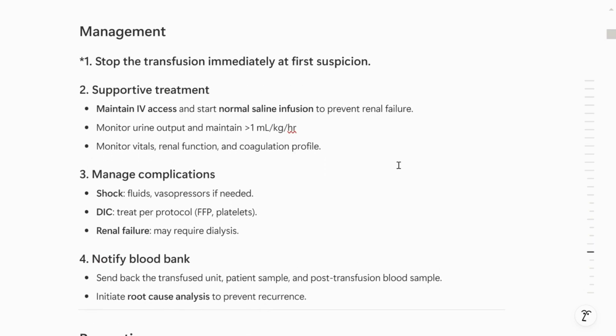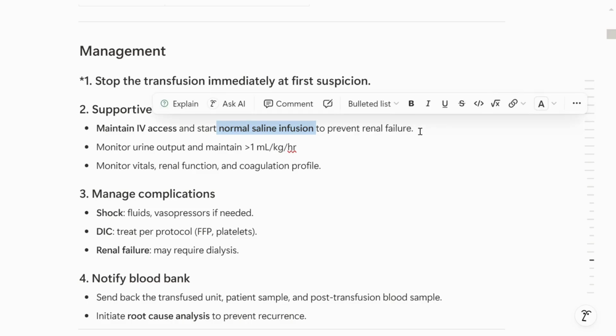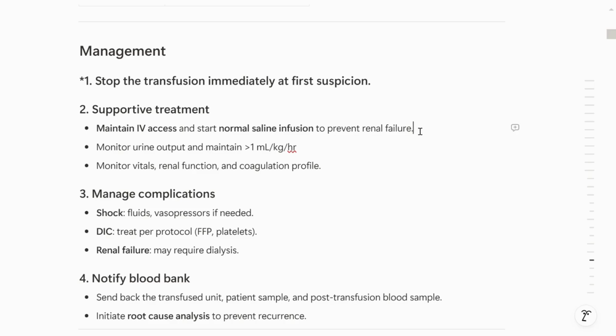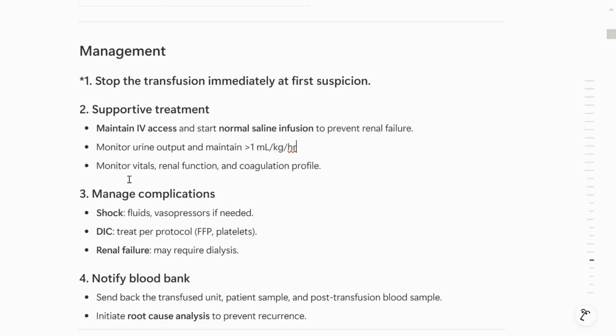So the most important thing is to stop the transfusion and then start the patient on supportive care, that is, access an IV and start the patient on normal saline infusion to prevent renal failure, because the most likely organ to undergo damage is the kidneys. So our target is to maintain a urine output of more than 1 ml per kg per hour to prevent any kidney damage. However, simultaneously, we have to monitor the vitals, and check the renal function test and the coagulation profile.